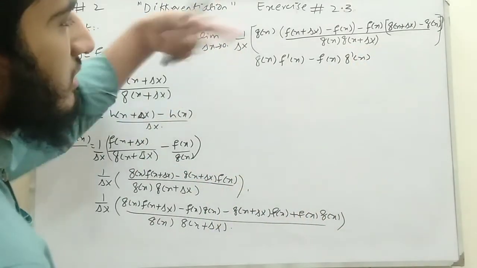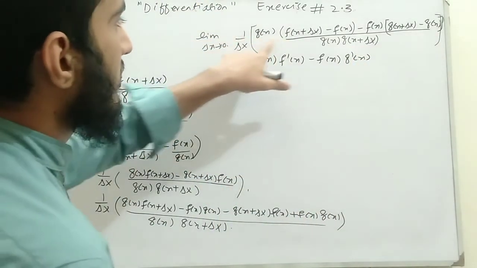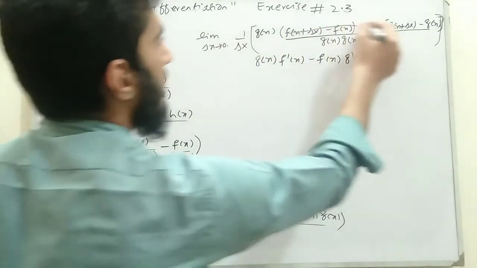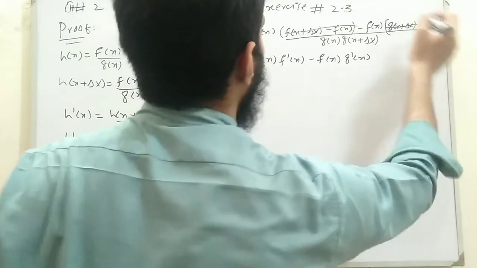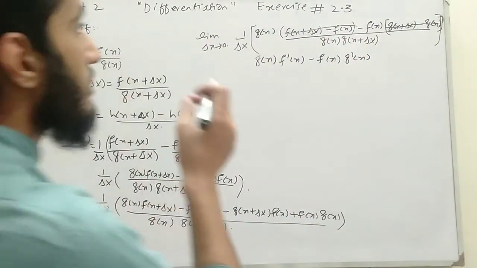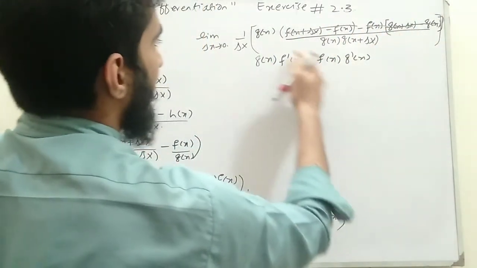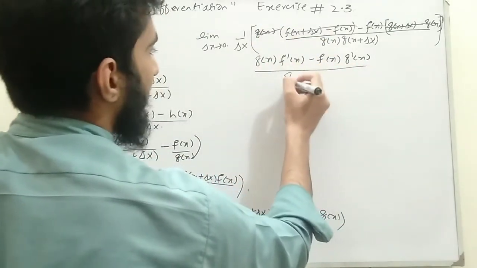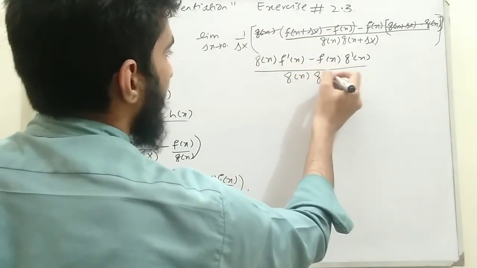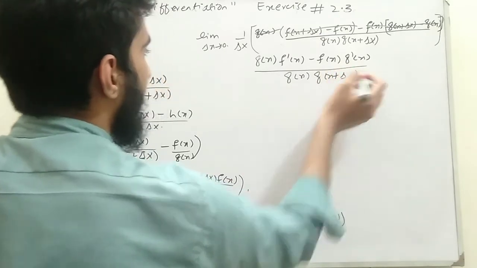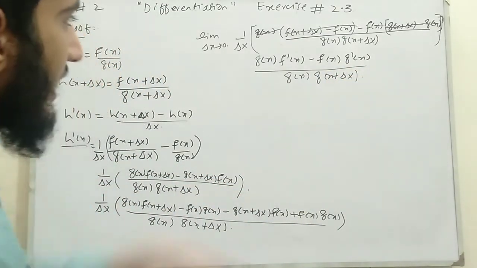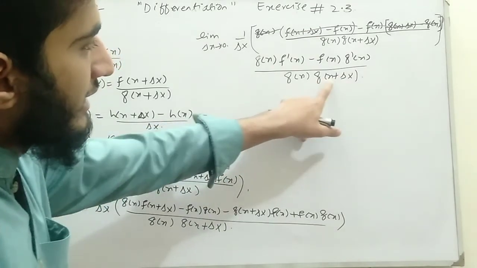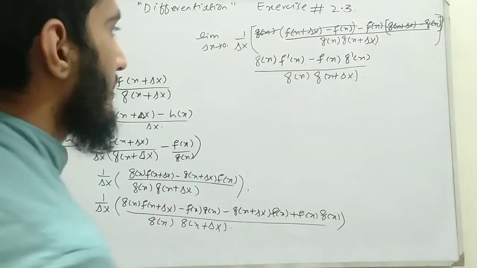Here 1 over del x is eliminated, and this g of x times f of x plus del x minus f of x is also eliminated, and this function is also eliminated. So after this, the function is also minus f of x, and this is also eliminated. In the denominator we are just left with g of x multiplied by g of x plus del x. Now applying the limit, if I put del x approaching 0 over here, it becomes 0, and we are left with g of x, meaning g of x whole square.